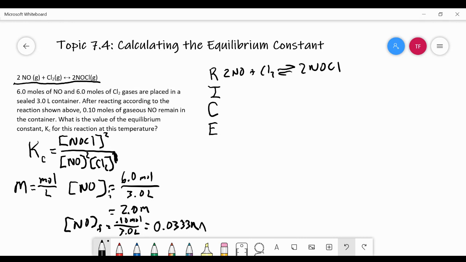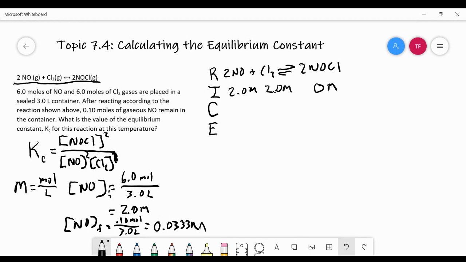So our initial concentrations, we know the initial concentrations of everything in this problem because we calculated them right over here. The initial concentration of NO is 2.0 molar, the initial concentration of Cl2 is 2.0 molar. And what's the initial concentration of the NaCl? Hopefully you said 0, because there is none present in the container initially.